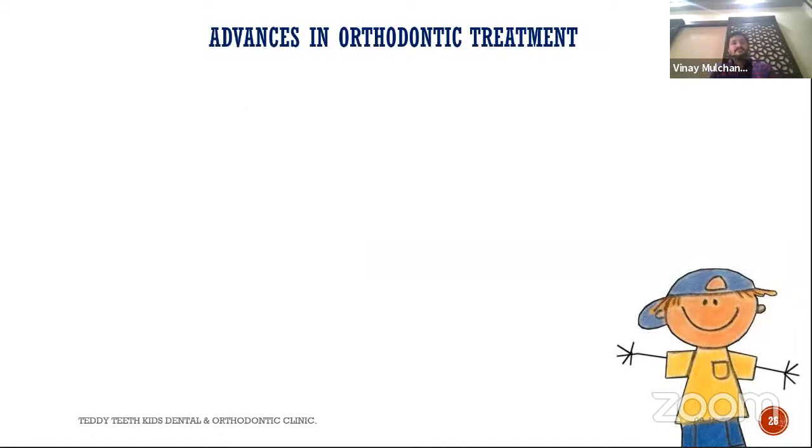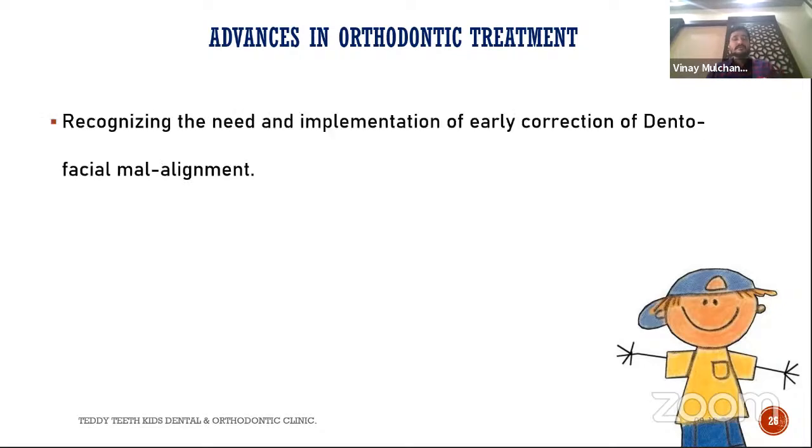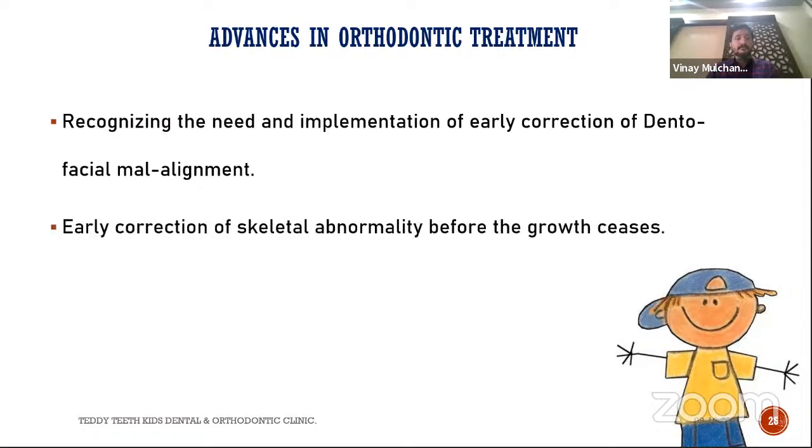Now, the next topic that I'll talk about is the advances in orthodontic technique. Orthodontic technique, in simple terms, is what we refer to as braces or correction of malalignment or malocclusion. It's been used since years and ages. But now the implementation of this has changed by implementing this in the young population. So the recognizing of need and implementation of this treatment is for early correction of malalignment, that is before the growth ceases.